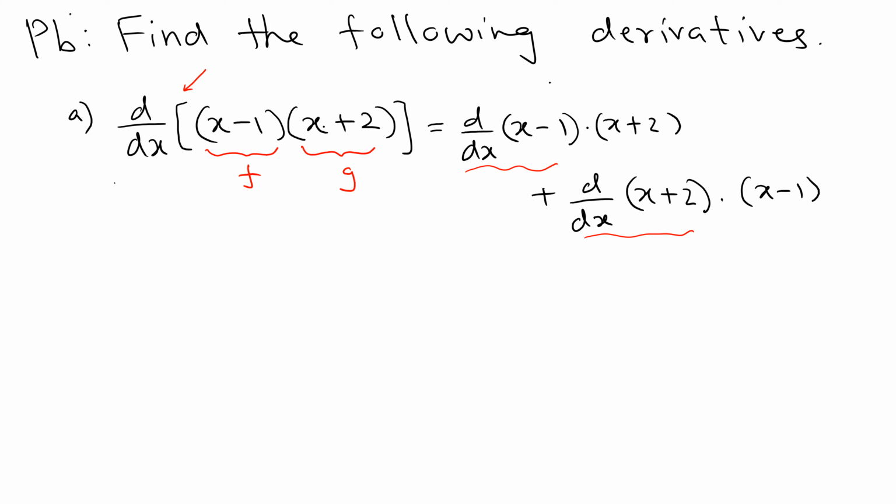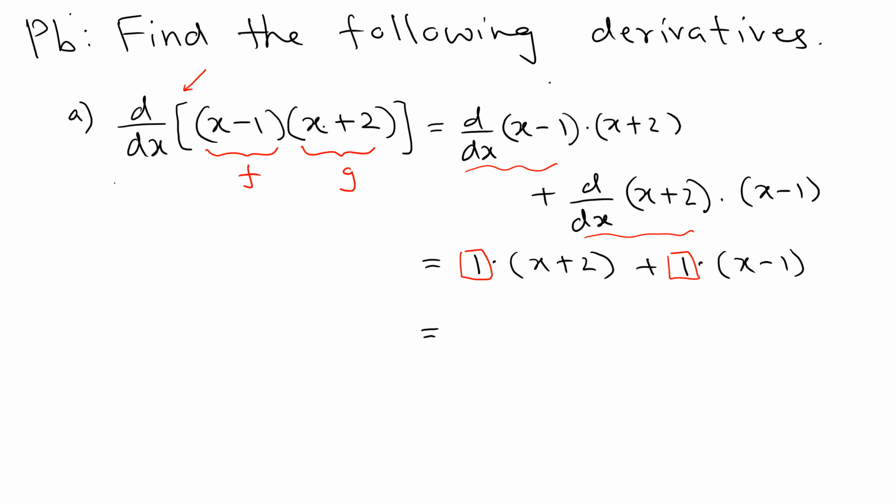Now let's try the rest. Using the power rule, the derivative of x minus 1 is just 1, because the derivative of x is 1 and the derivative of negative 1 is 0. So it is 1 times the function x plus 2, plus, again, the derivative of x plus 2 is 1, times x minus 1. This is a little exaggerated. You really don't need to write this 1 here, but I'm writing it just for clarity.